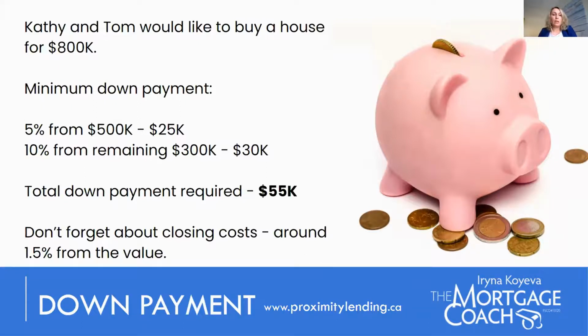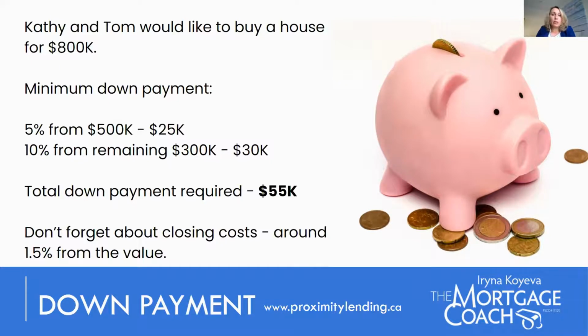So let's go through some examples of how this 5% is calculated. If you're buying an owner-occupied property where you plan to live, and the property value is less than 1 million, let's see how the down payment is calculated. For example, Kathy and Tom are new to Canada, and they would like to buy a house for 800,000. The minimum down payment required will be calculated as 5% of the first 500,000, which in this case is 25,000, and 10% of the remaining amount up to 1 million, which in this case is 30,000. So the total amount they need to provide is 55,000.